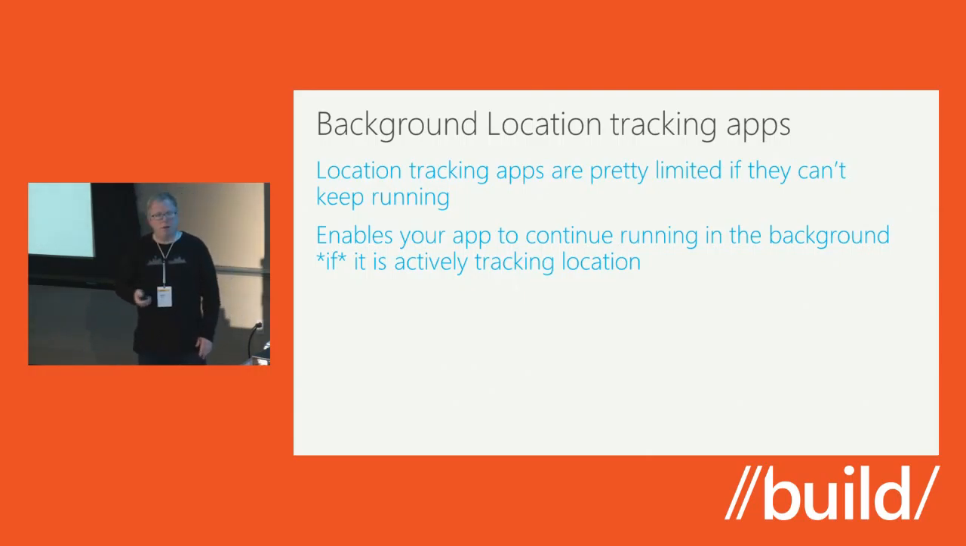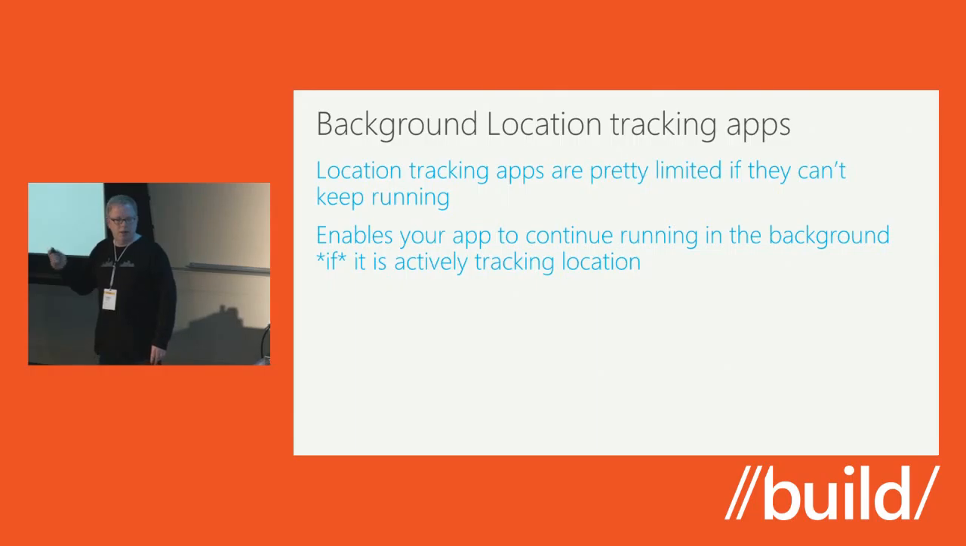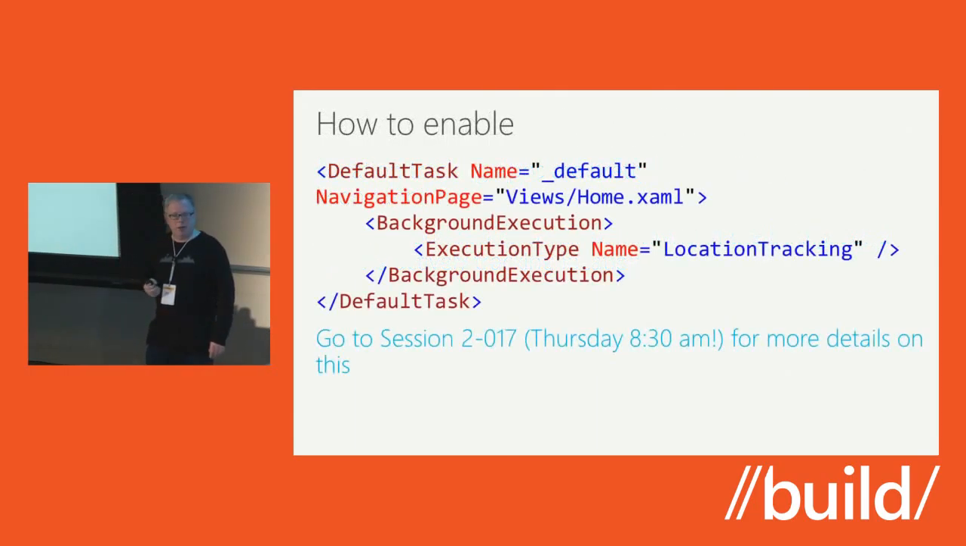So what we've done with background location tracking apps is if you're actively tracking location in the background, we will allow one application to continue running at all times. The way you enable this, and I won't show you the manifest in this, is you just add this background execution element to your default task, and you just say execution type equals location tracking. And that tells the operating system, okay, this application's going to be running in the background.